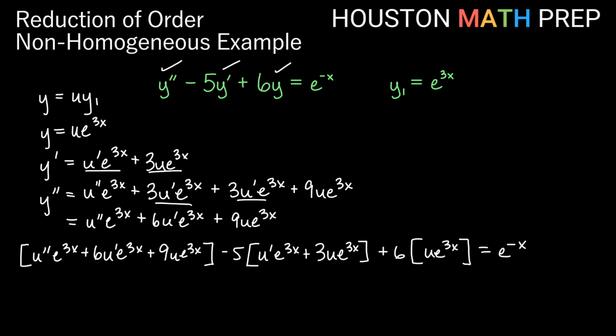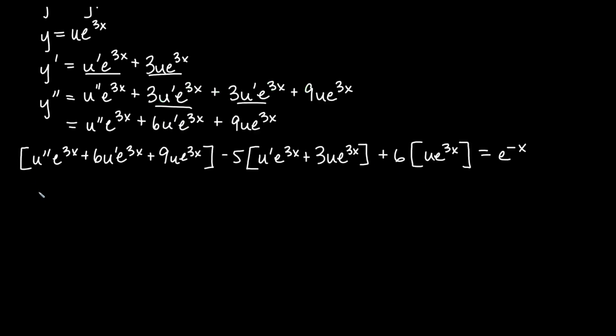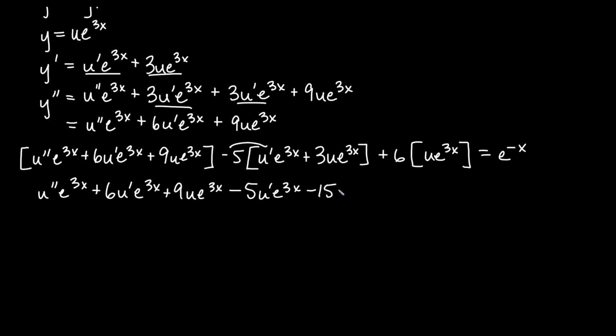It's non-zero on the right-hand side, because this is a non-homogeneous example, right? Okay, let's do some simplifying here. So we'll have u double prime e to the 3x, we'll keep all this stuff here, plus 6u prime e to the 3x, plus 9u e to the 3x. Distributing the negative 5, we'll get negative 5u prime e to the 3x minus 15u e to the 3x plus 6u e to the 3x is equal to e to the negative x.